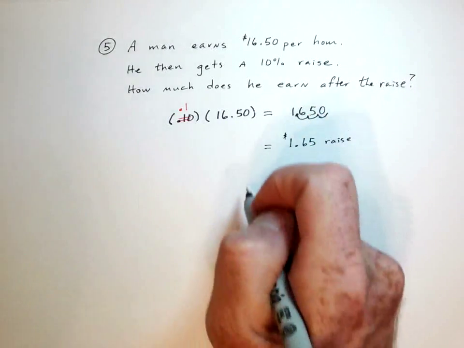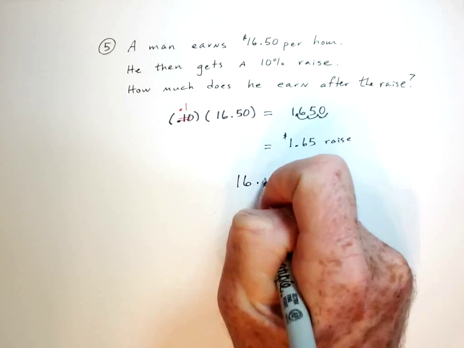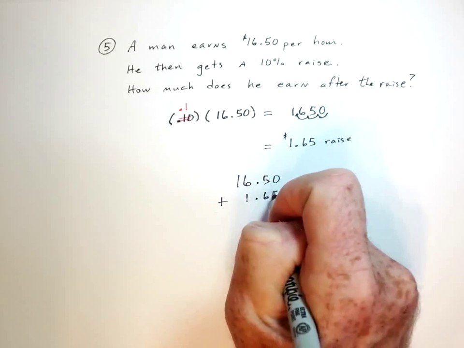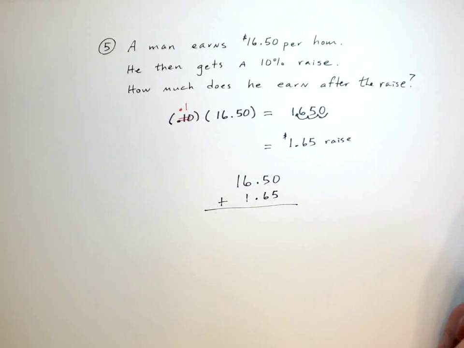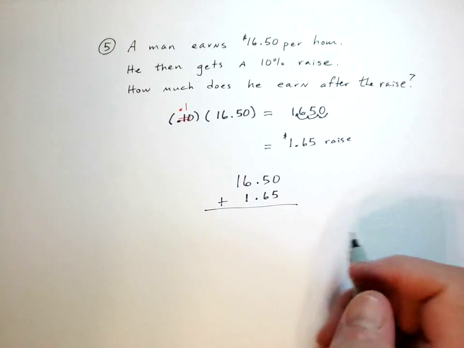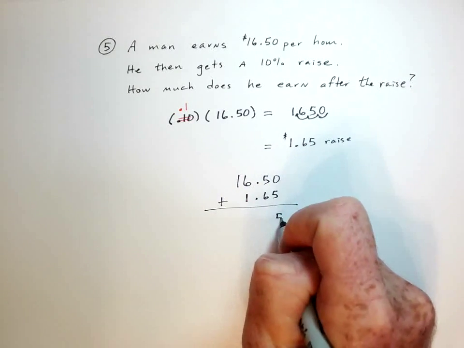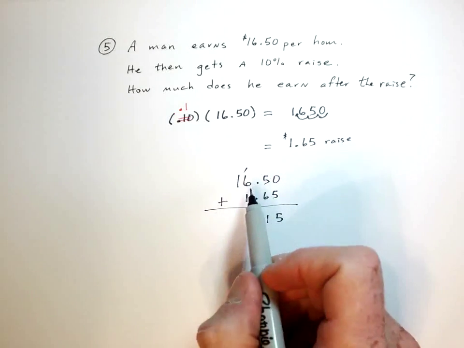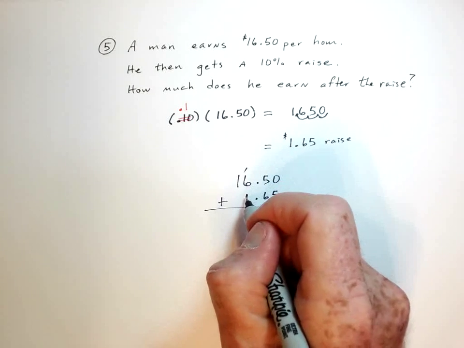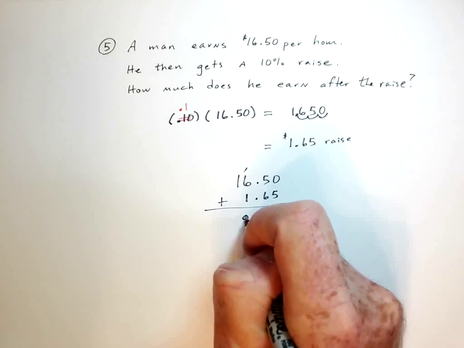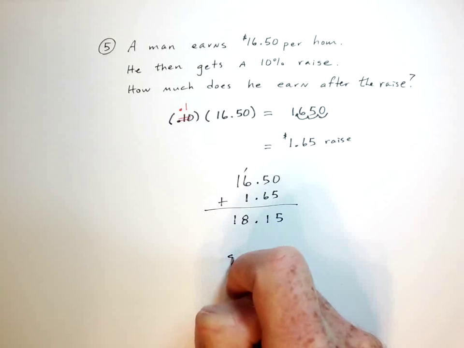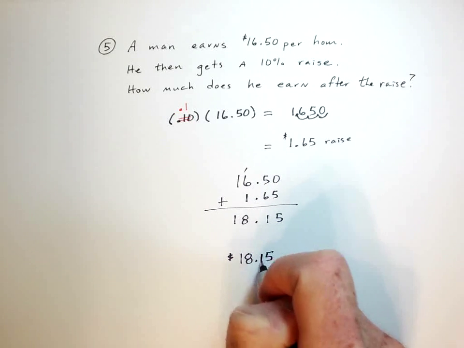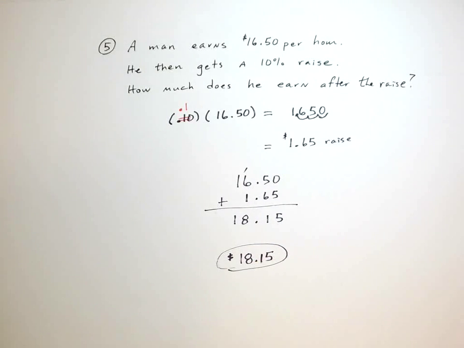Now, how much are they going to be making? So if they were making $16.50 an hour plus a raise of $1.65 an hour, add those together, and that will be it. So add these, 0 and 5 is 5. The 5 and 6 makes 11. This would be 6 with 1 is 7, 1 more is 8. And so the new hourly wage is $18.15, excuse me.